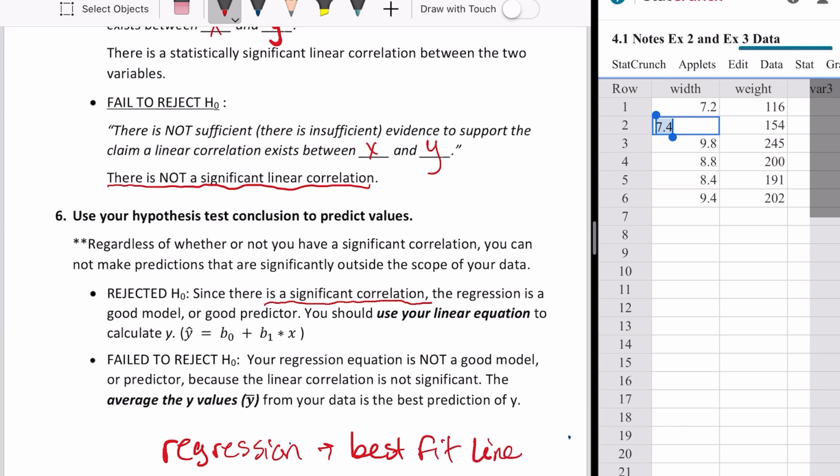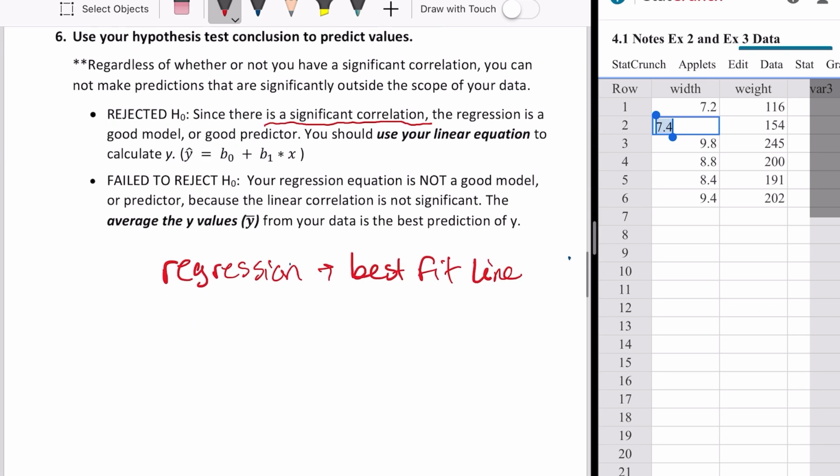So the regression equation is my line of best fit, and StatCrunch gives us that. If I have a significant correlation, then that line is a good predictor. If I gave you an x value, you could use the equation of the line to predict the y value. If I don't have a significant correlation, then that line of best fit is not a good model. Don't use that linear equation.